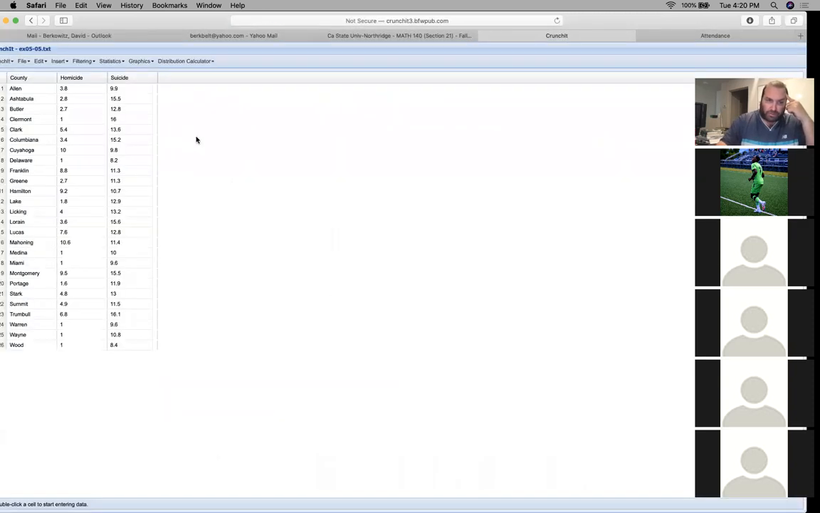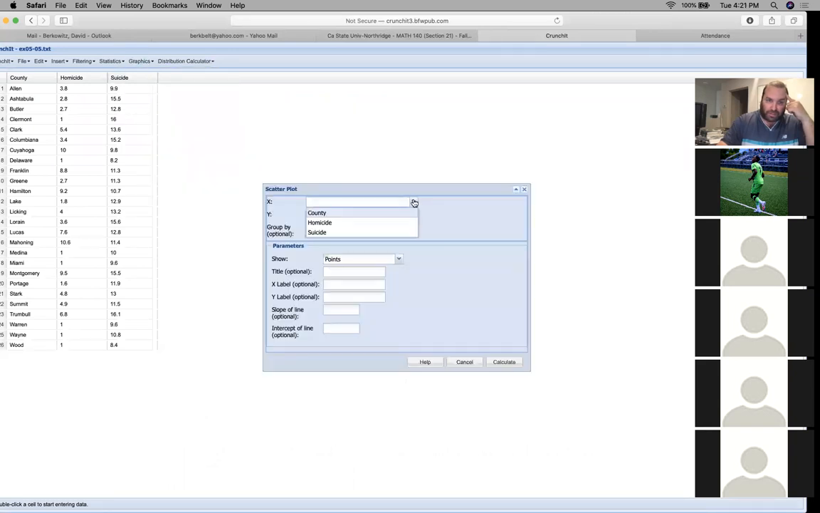I'll go to Crunch It, and then I'll go to graphics. I'll say scatter plot. And I'll say X is my, because there's 3 columns here. So X is homicide and Y is suicide. Is that what they want? Well, let's take a look.